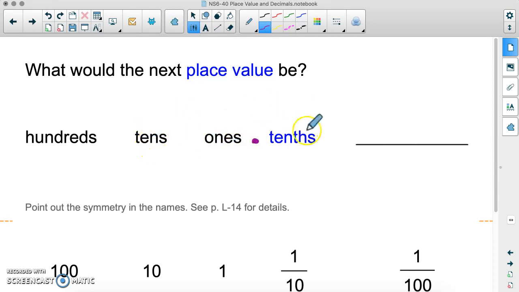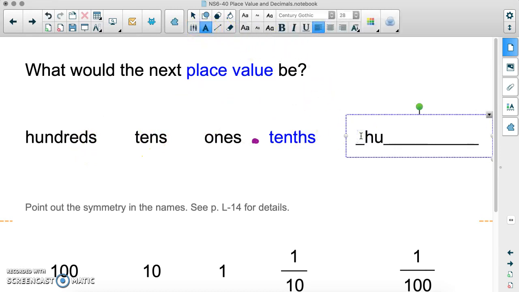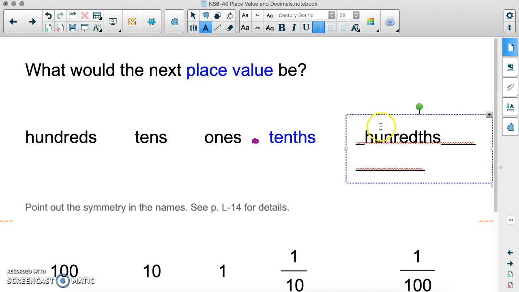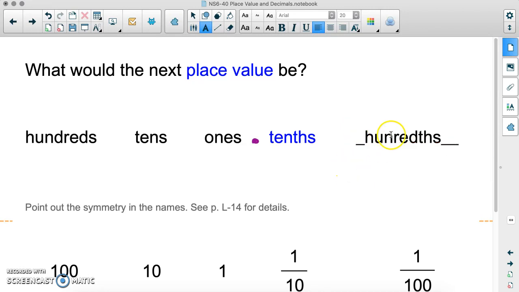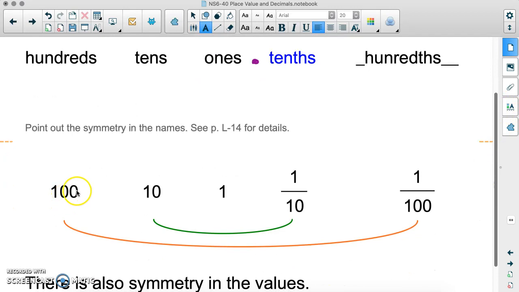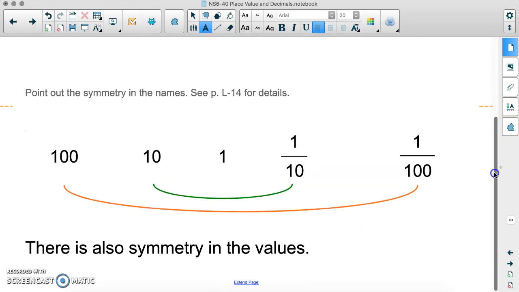Then you have tens and tenths, hundreds, and then on this side, you're going to have hundredths as well. Take note of the THS at the end when we're talking about decimals. So let's look down here. We have 100, which is similar to saying 1/100th as a decimal. We have 10, which is similar to saying 1/10 as a decimal. So there's your symmetry that I was talking about. There's also symmetry in the values.